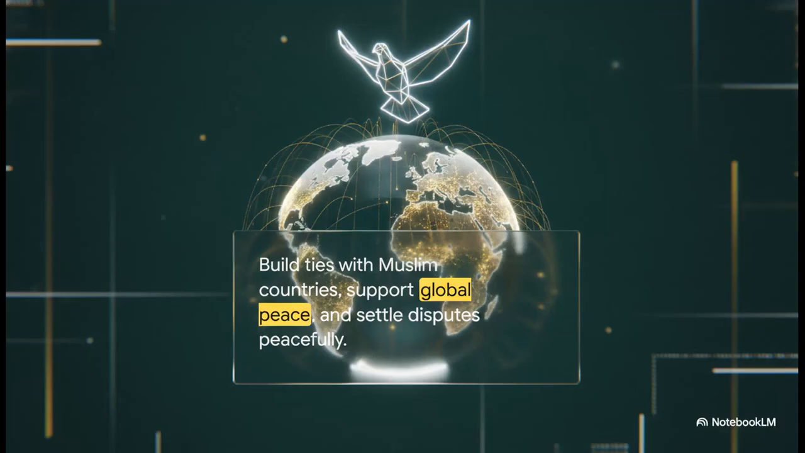And looking even further, beyond our own borders, Article 40 lays down the nation's foreign policy goals. The state is instructed to build strong ties with other Muslim countries. Furthermore, it commits the nation to supporting global peace and helping to settle international disputes peacefully. It's a clear mandate to be a stabilizing, positive force on the global stage.